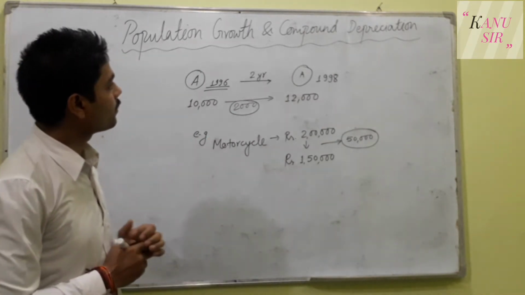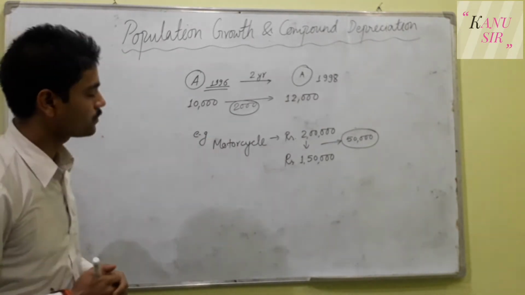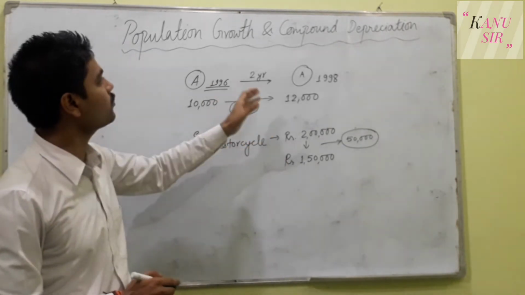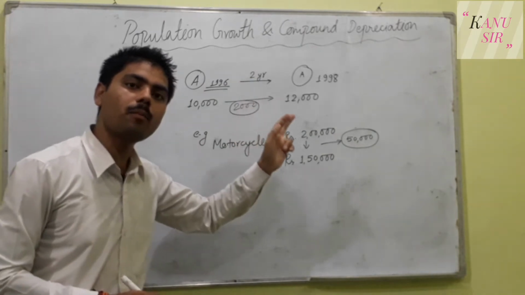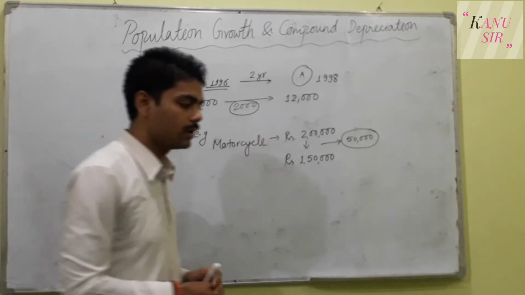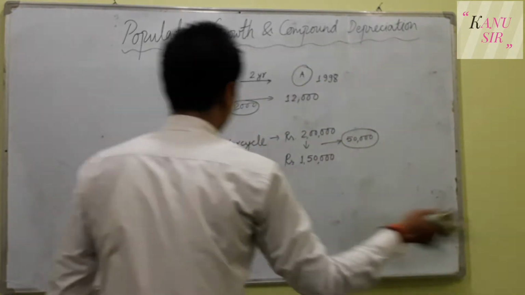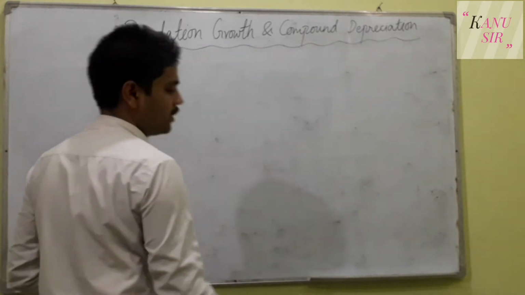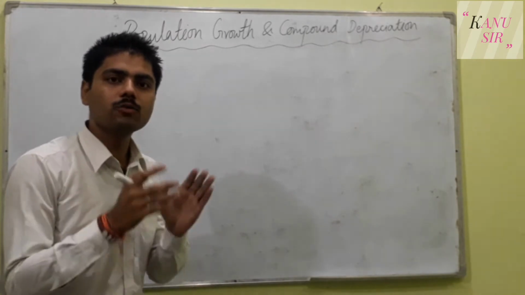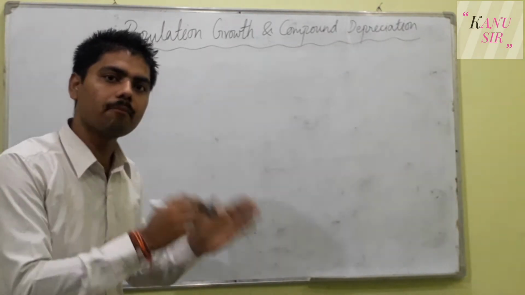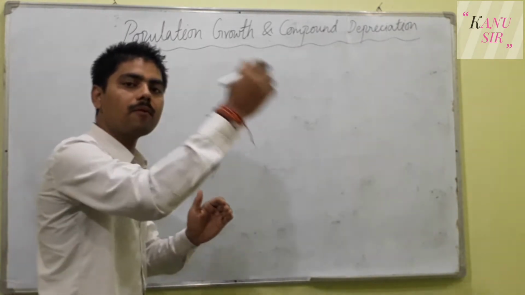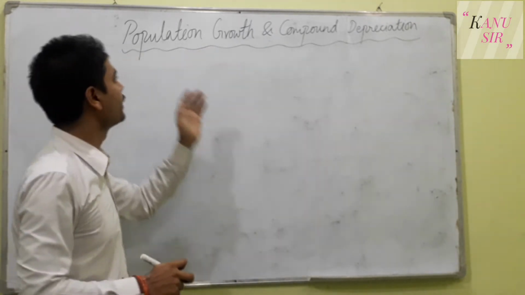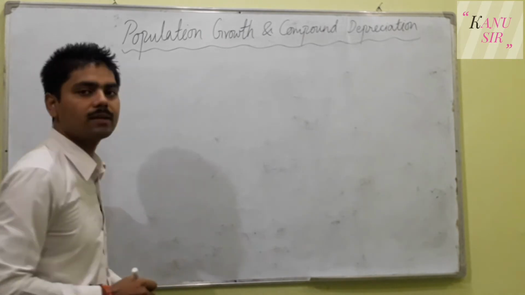And the actual meaning here is that we have to use the same formula as in the compound interest which we have used before. Let us see how the formulas are made. In this video we will find how the formulas are made, and then in the next video I will solve questions related to population growth and compound depreciation.